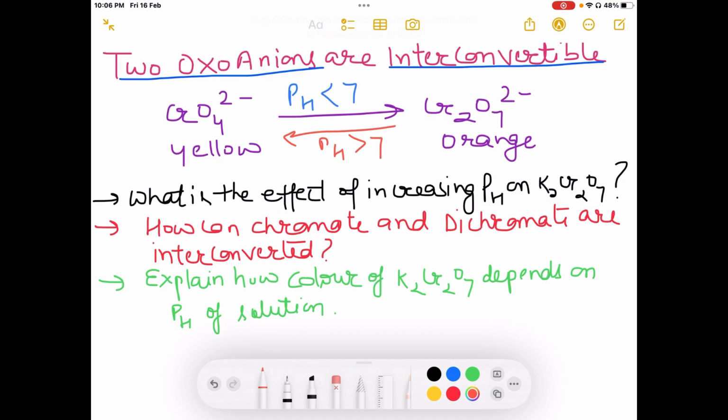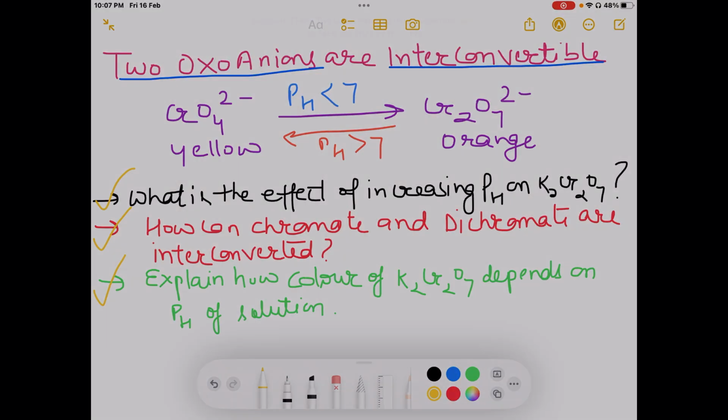This is the most important 2-marker question which is usually asked from the preparation and properties of potassium dichromate. The questions frequently asked here are: what is the effect of increasing pH on potassium dichromate solution? Or, how can chromate and dichromate ions be interconverted? Or we can frame a question like, explain how the color of potassium dichromate depends on the pH of a solution.